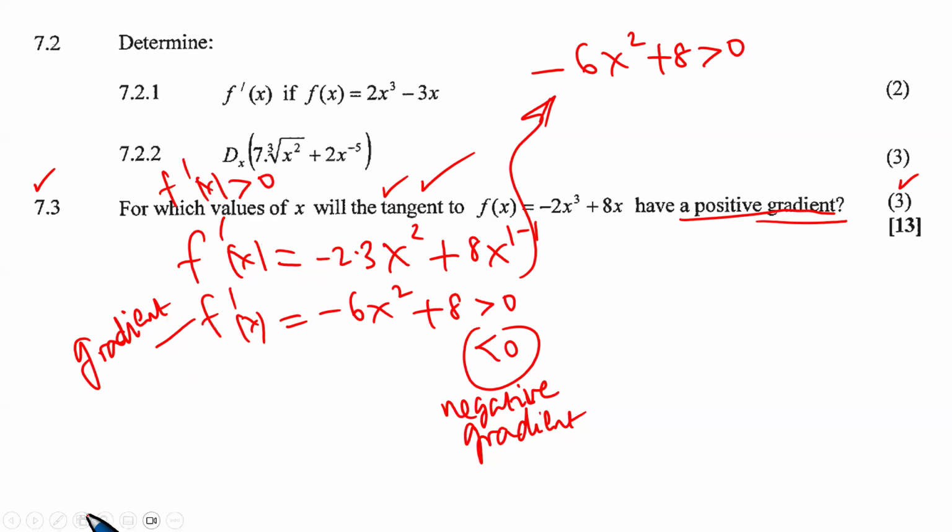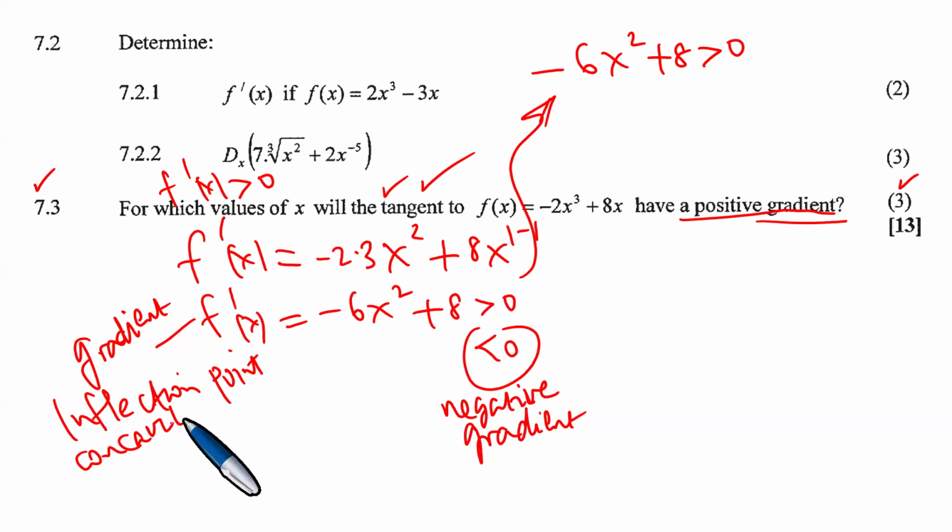And then the second derivative is concavity, or what we call the inflection point. So the inflection point or concavity in terms of whether a curve is concave down or up. Concavity.